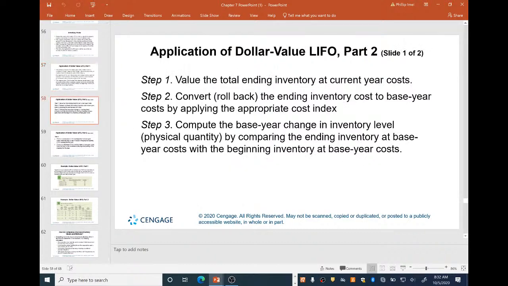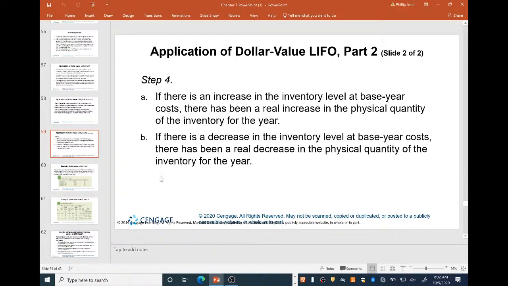We went through this. So step one, value the total ending inventory at current year cost. We know that's the first step. Step two, convert or roll back the ending inventory cost to the base year cost by applying the appropriate cost index. So remember, that's the index, either the double extension or the linked chain, right? So we find the ending inventory, then we do that by whatever index we use. And then step three is compute the base year change in inventory level by comparing the ending inventory at base year cost with the beginning inventory at base year cost.